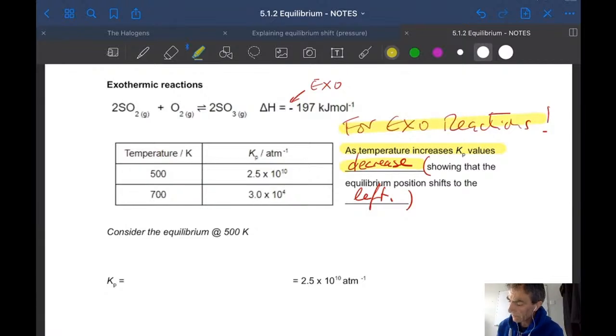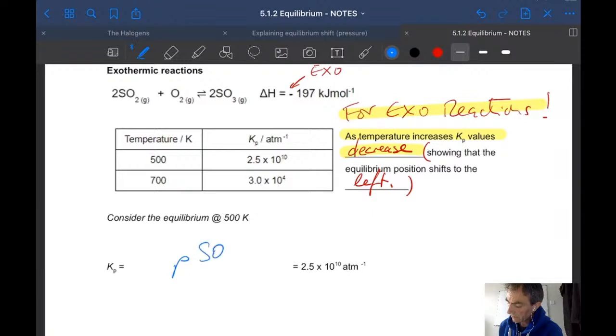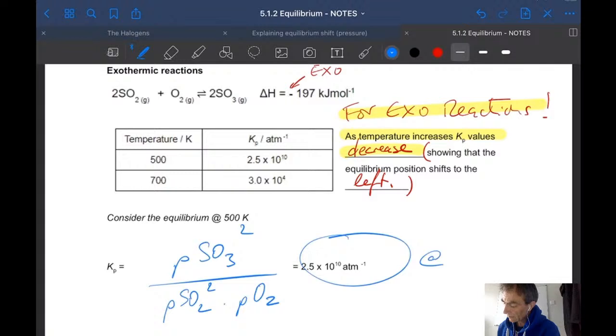So I would probably just focus less on what's in the brackets, okay? Right, so let's have a look at the Kp value, or say the Kp expression for this. So Kp, partial pressure, at equilibrium: SO3 squared over partial pressure of SO2 squared multiplied by partial pressure of O2. Okay, so remember this value here is the 500 Kelvin value.